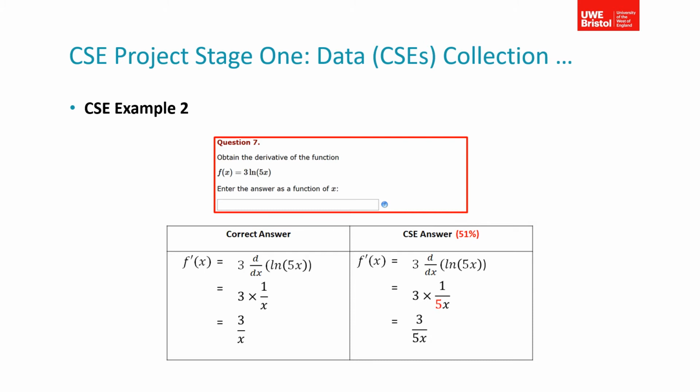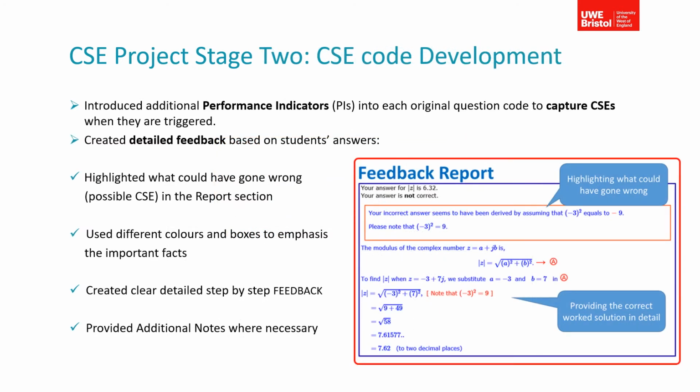After gathering all those CSCs, I started the second stage of the CSC project. First, I introduced additional performance indicators into each original question code so that it can capture CSCs when they are triggered. Then I created detailed feedback to address those CSCs. On the right hand side, you can see a sample of enhanced feedback I created. The CSC enhanced feedback addressed the first CSC example I showed you in the previous slide.